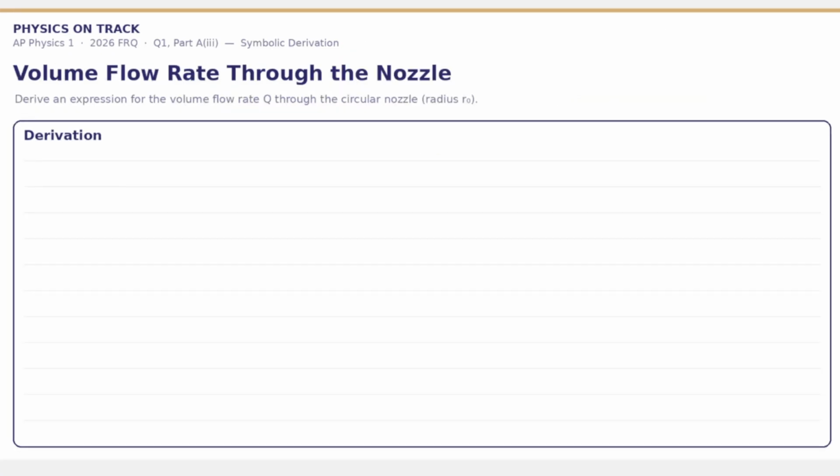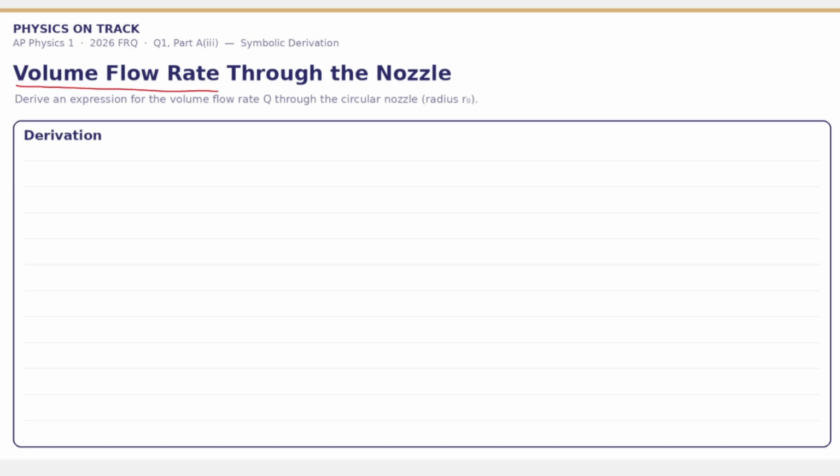Now let's move on to part A3. In this part, we have to derive an expression for the volume flow rate. First, we have to start with the fundamental physical principle or the equation, and that equation is nothing but the definition for the volume flow rate.